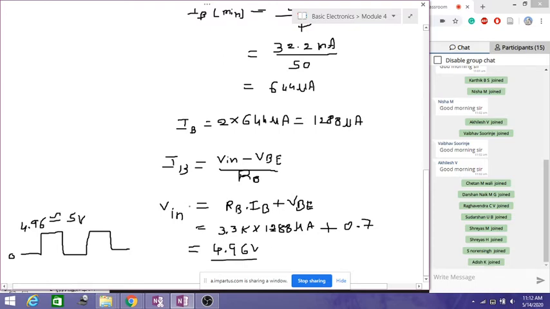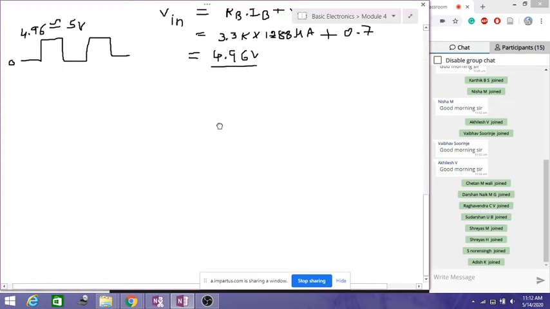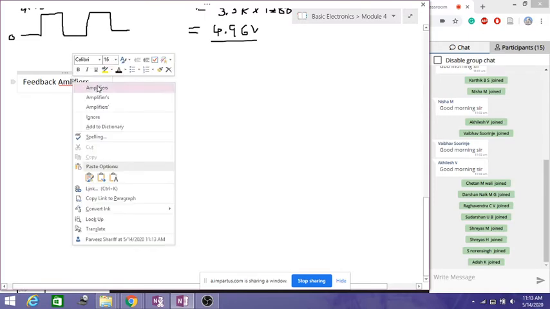So this is about how the transistor can be used to switch the LED on and off. That's it for this. If you have any queries with respect to this example, you can ask quickly. Otherwise, we can switch back to the feedback amplifiers. If you don't have any queries, then we'll talk about the feedback amplifiers.